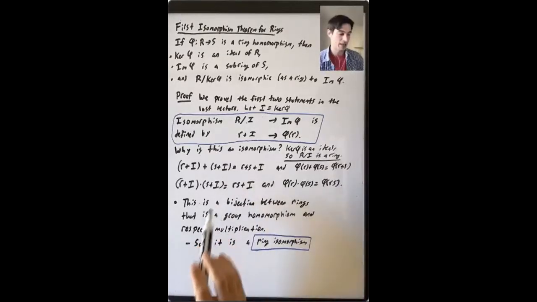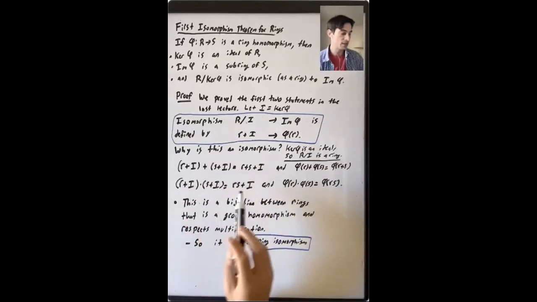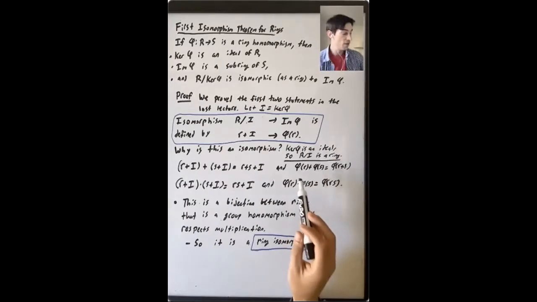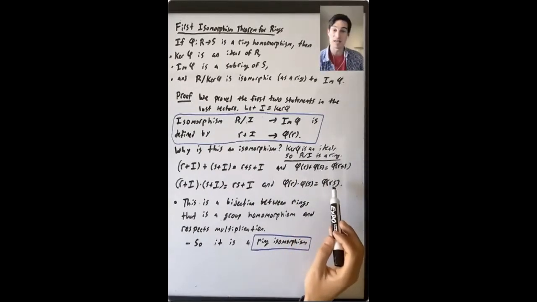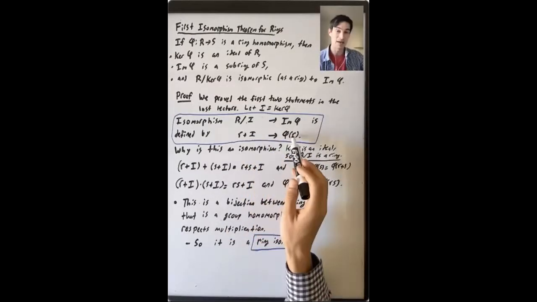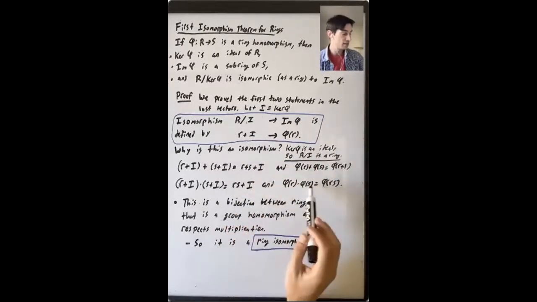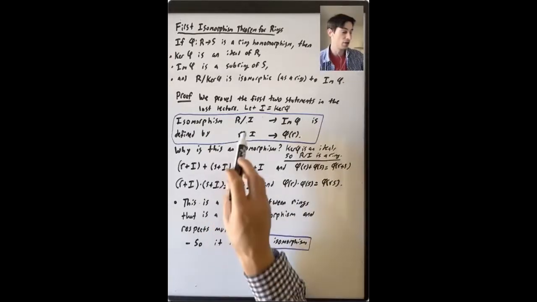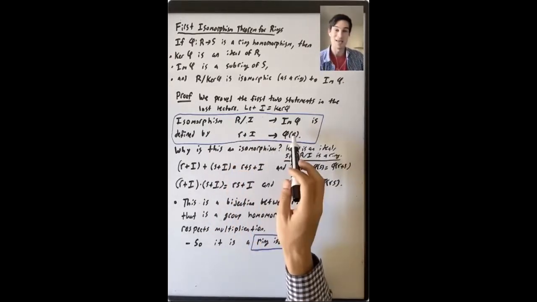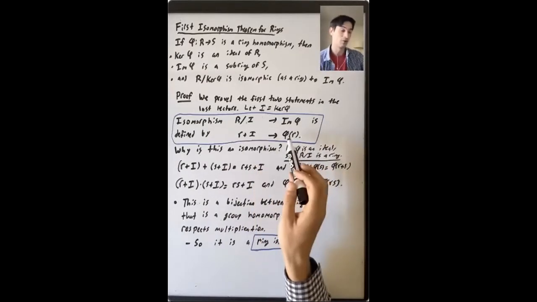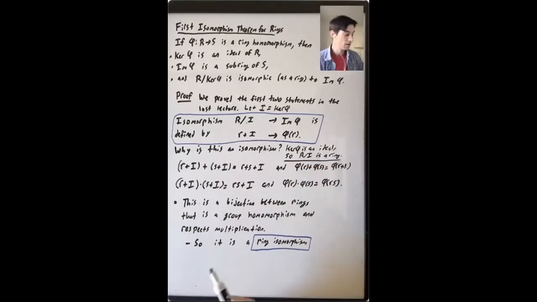Same thing with multiplication. We know r plus I times s plus I is rs plus I. And over on the other side, phi of r times phi of s is phi of r times s, because phi is a ring homomorphism. And again, when you're checking that this map is an isomorphism, these two statements together give you exactly what you need to show that this map is a homomorphism of rings as well, that it respects multiplication.